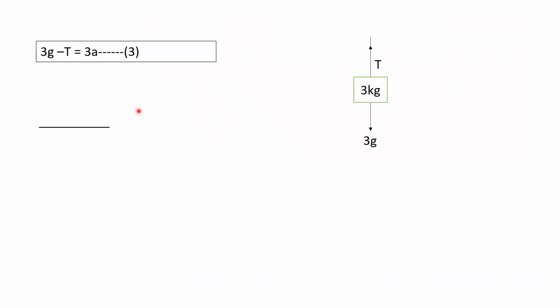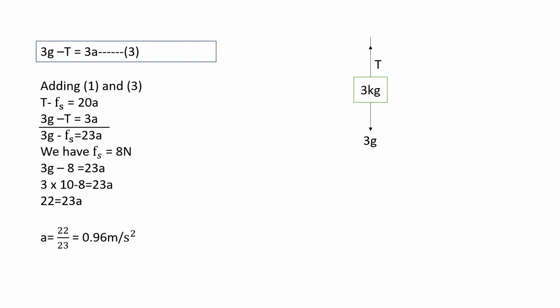Here the second mass 3 kg, its weight mg, that is 3g, is acting downwards and tension T is acting upwards. System has a net acceleration downwards. So we can write 3g minus T is the force for acceleration. So the equation for the second mass is 3g minus T is equal to 3a.